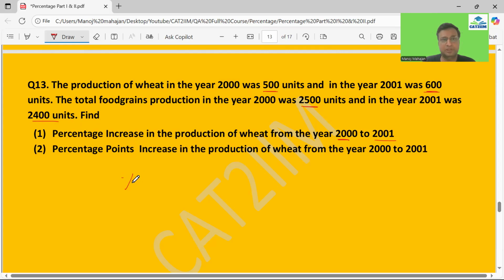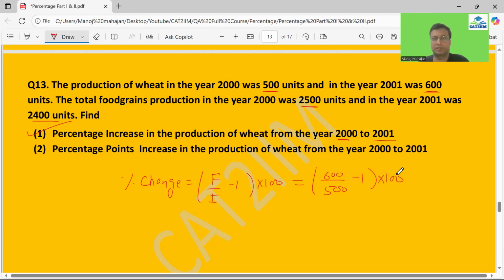The first question talks about the percentage increase in the production of wheat from the year 2000 to 2001. So how do we get the percentage change out here? That would be nothing but final upon initial minus 1, into 100. So this is the solution to the first part. The final we have is 600, the initial we have is 500, minus 1. So how much do we get over here? If I calculate, that is 20%. So the percentage increase in the production of wheat from the year 2000 to 2001 is 20%.